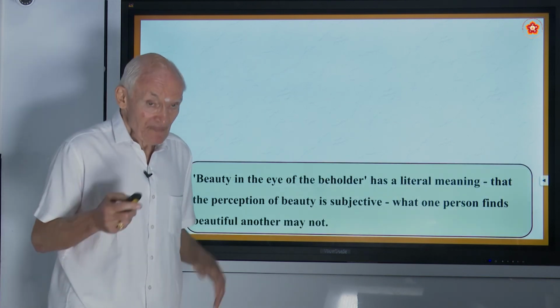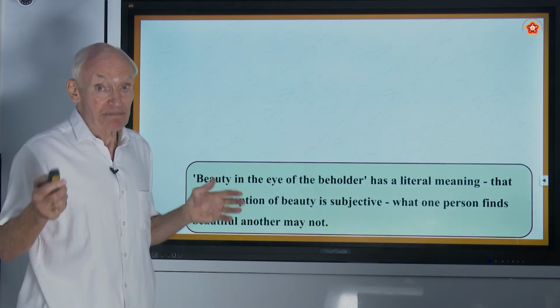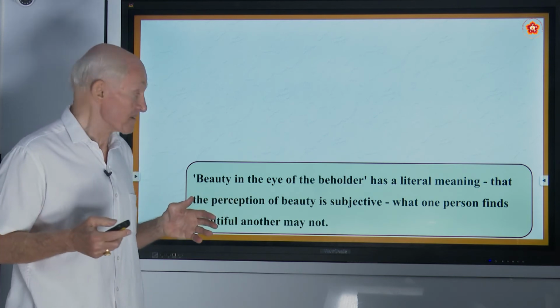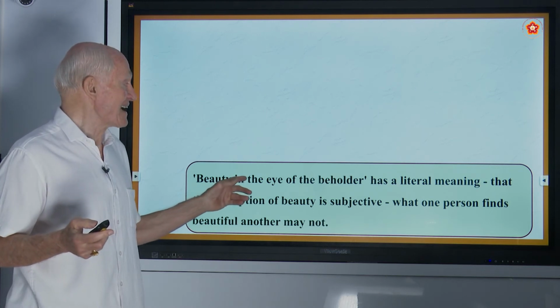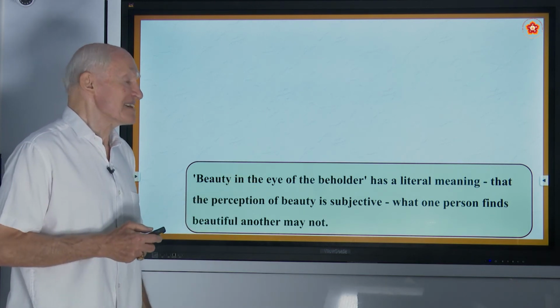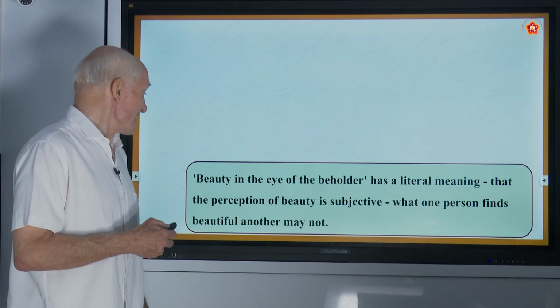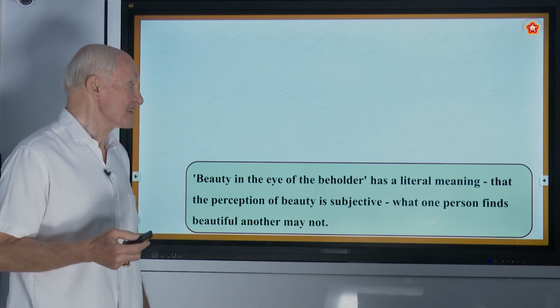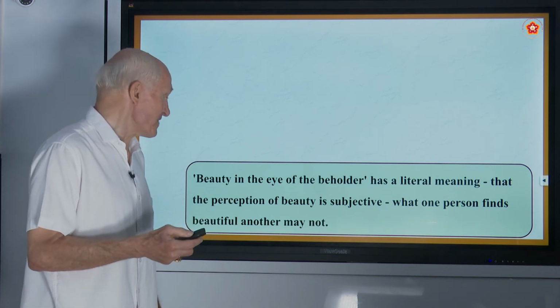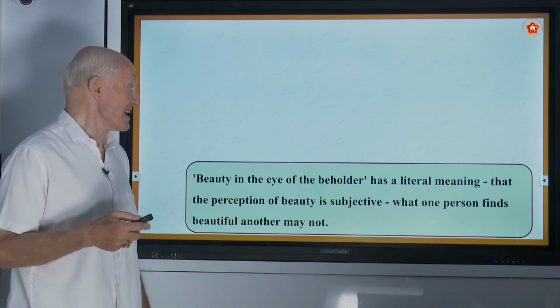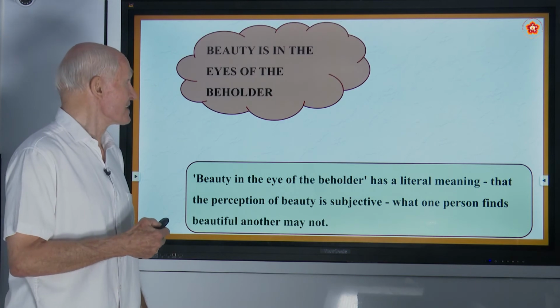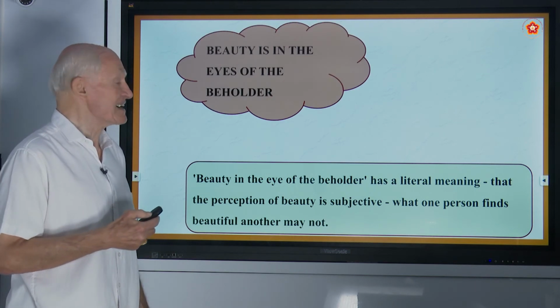So, a lot of this play is about beauty, especially this first part, okay? What is beauty? Beauty in the eyes of the beholder has a literal meaning, okay? That the perception of beauty is subjective. What one person finds beautiful, another may not. So, beauty is in the eyes of the beholder.